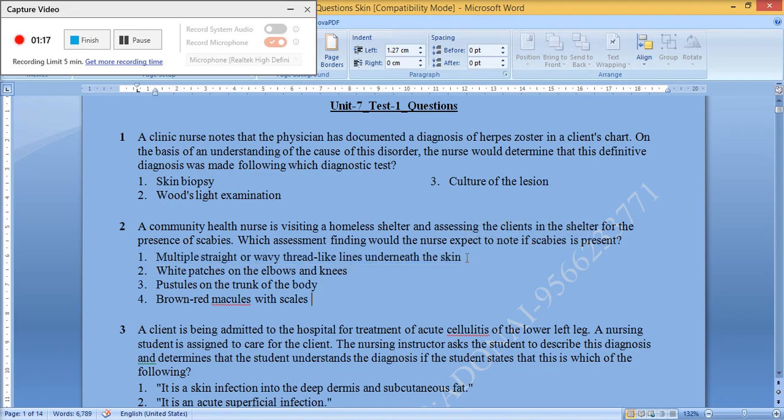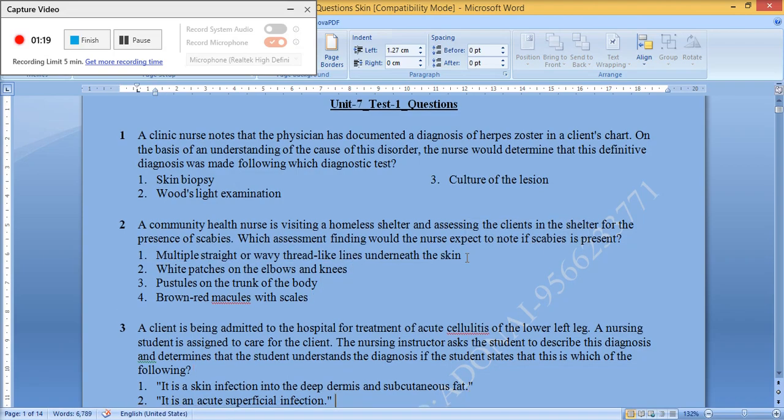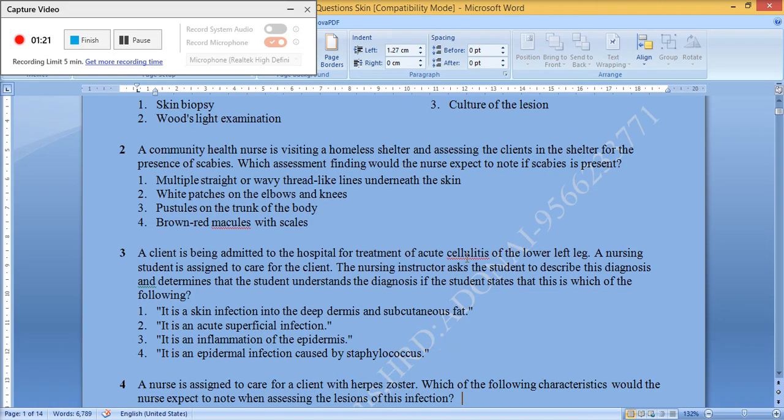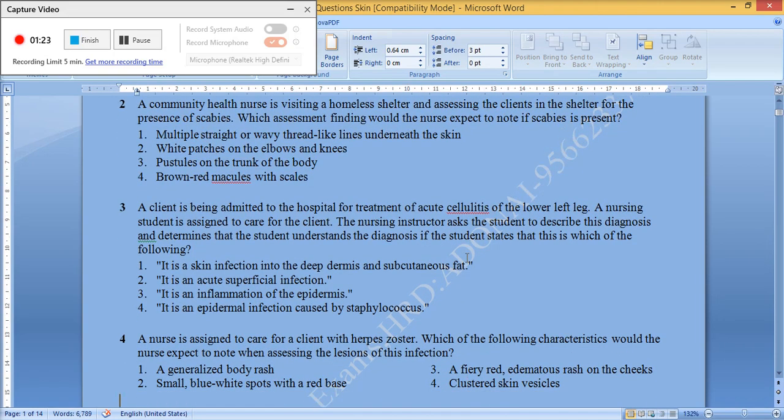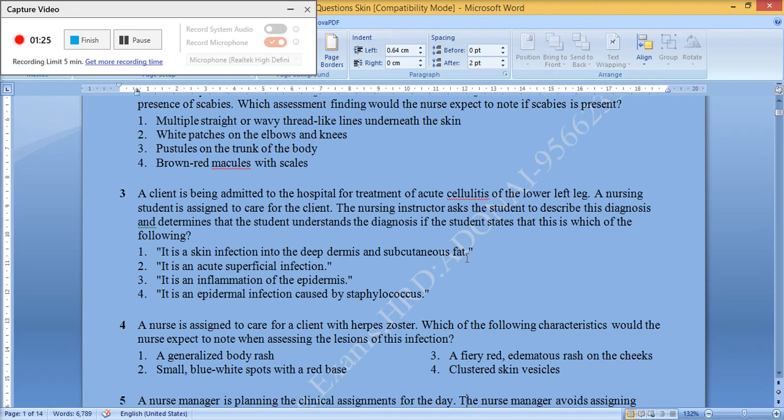3. A client is being admitted to the hospital for treatment of acute cellulitis of the lower left leg. A nursing student is assigned to care for the client. The nursing instructor asks the student to describe this diagnosis and determines that the student understands the diagnosis if the student states that this is which of the following. 1. It is a skin infection into the deep dermis and subcutaneous fat.